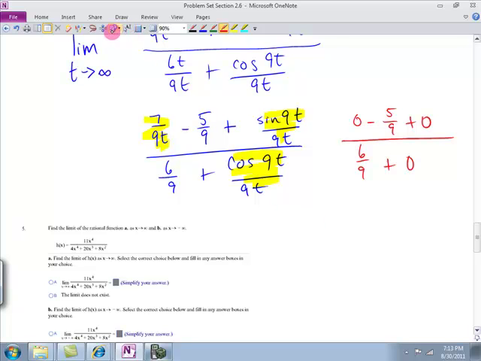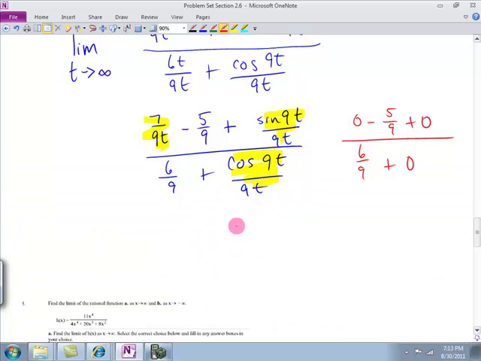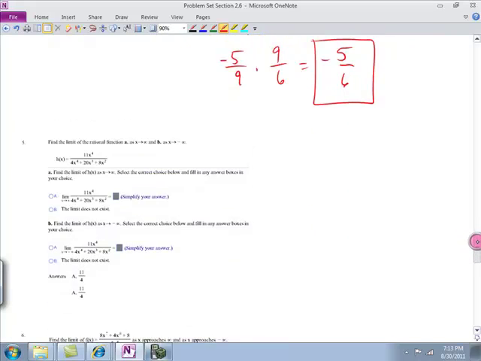So we've got infinity. I think so. And that's what I was thinking we were going to discover. Yeah. So you have negative 5/9 times 9 over 6, which is negative 5/6. Okay. So we're good? Yay? Okay. Did you get it?